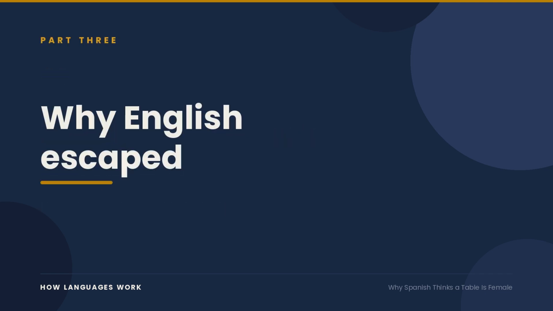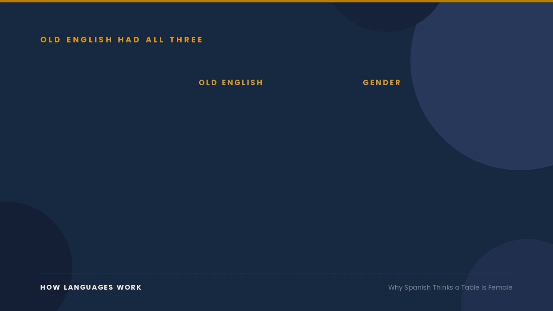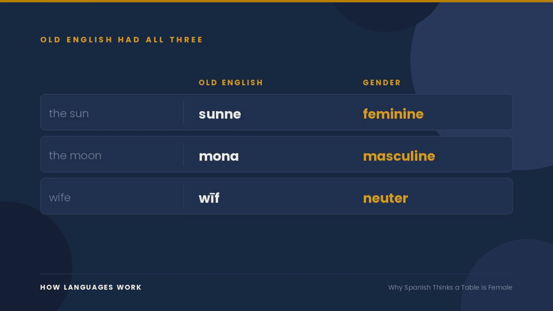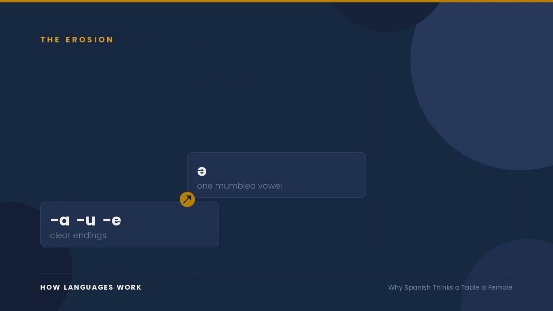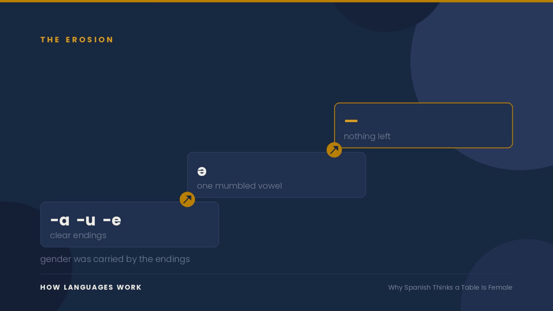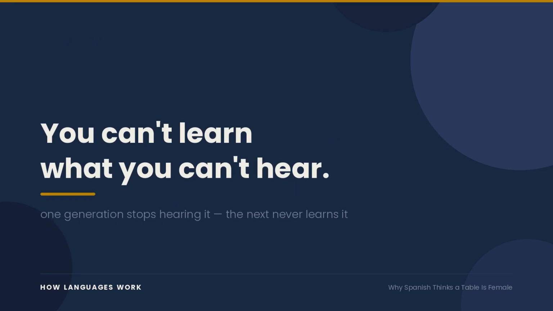Part 3. Why English escaped. Because English had it too. Old English ran the full three-gender system. The sun, sunne, was feminine. The moon, Mona, was masculine. And wif, the ancestor of wife, was neuter. So what happened? Sound happened. Old English marked gender with small unstressed endings: a, u, e. Over time, those blurred into one mumbled vowel, the schwa, and then they dropped off entirely. And that is fatal. Children learn gender by hearing it. Once the endings sounded identical, there was nothing left to learn.